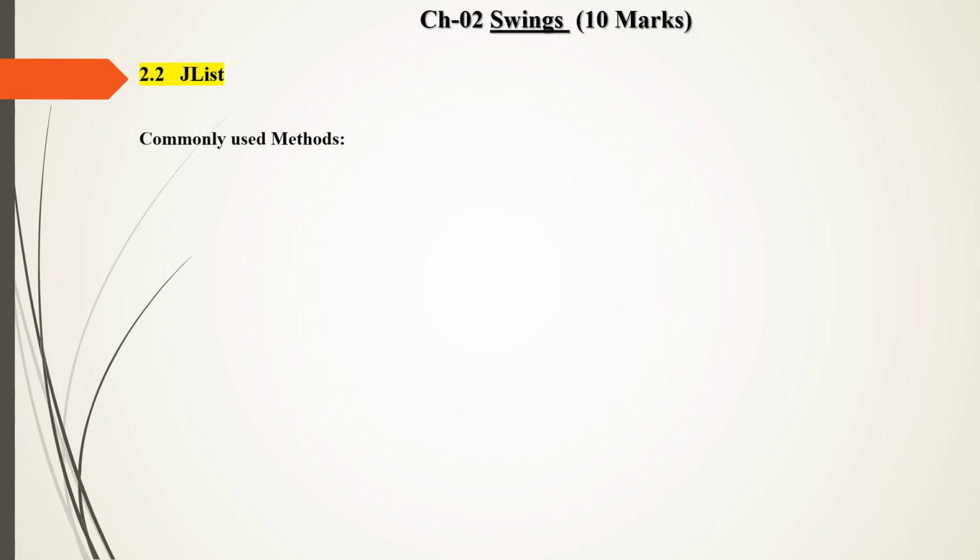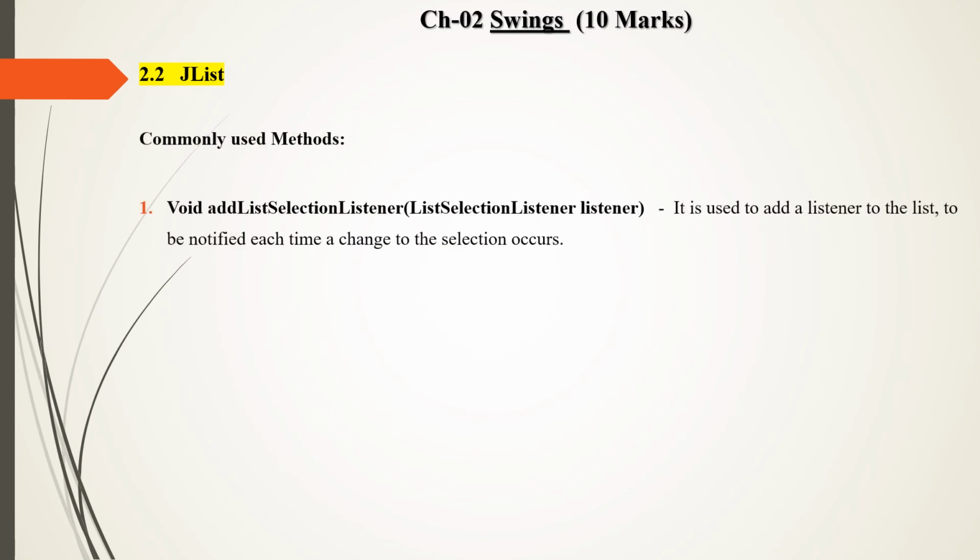Then some common methods of JList. The first method is addListSelectionListener, which has one parameter. It is used to add a listener to the list to be notified each time a change to the selection occurs. Second method, getSelectedIndex.